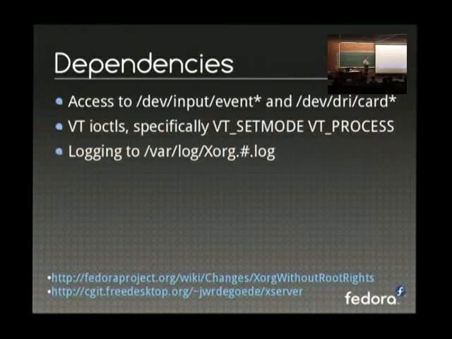We need access to dev input event device nodes and dev DRI card device nodes, which are currently open only to root most of the time. We need to do a couple of VT IOCTLs for VT switching, so switching to text mode or switching between different Xservers which are running. And we need to be able to lock somewhere, and our current default lock location is root only.